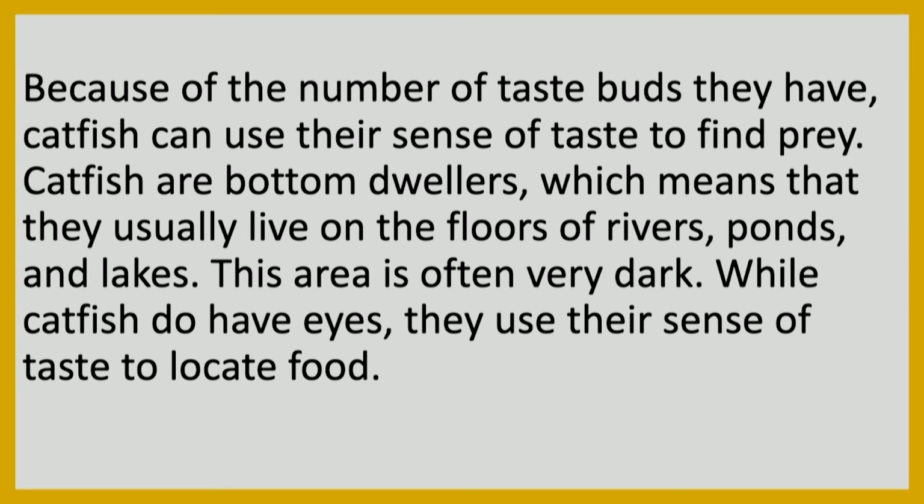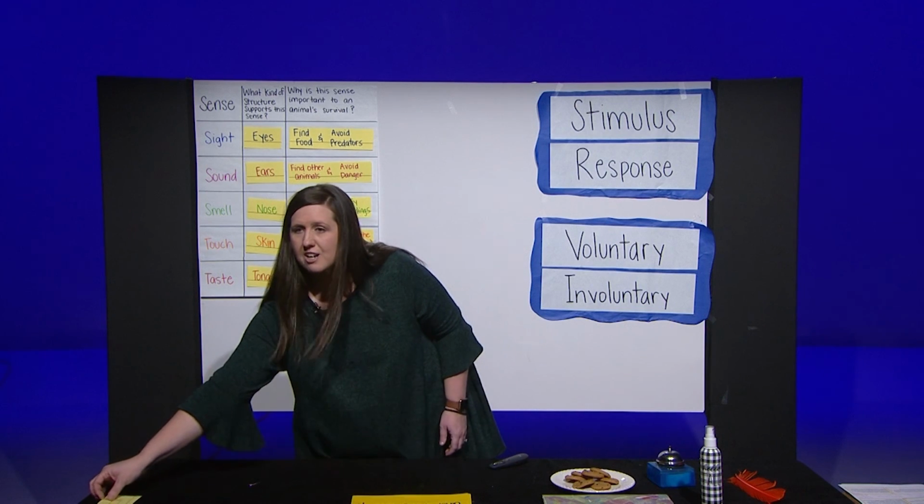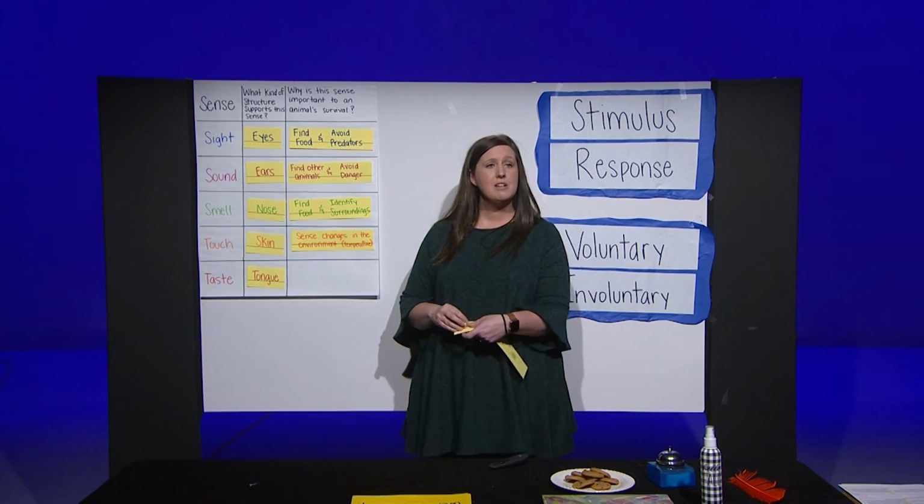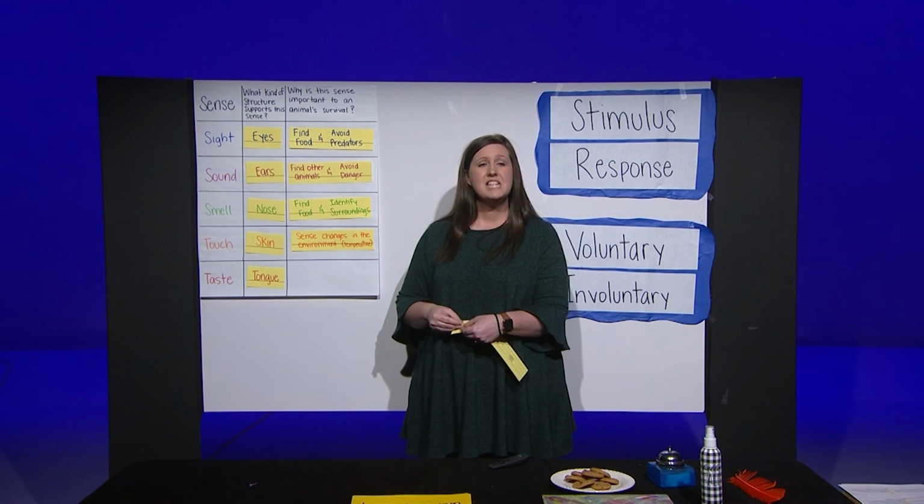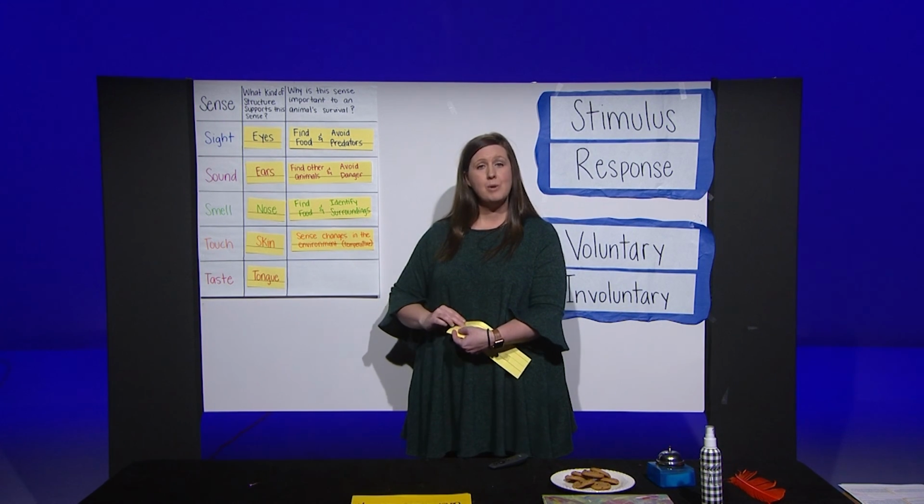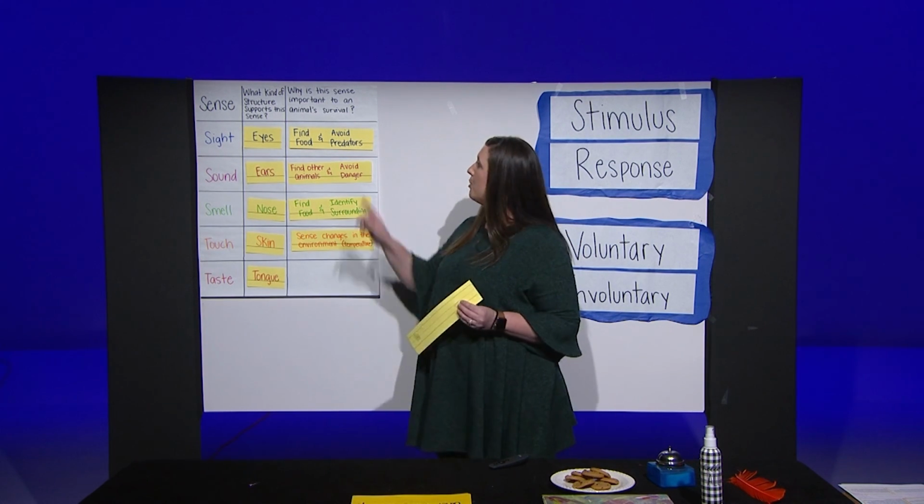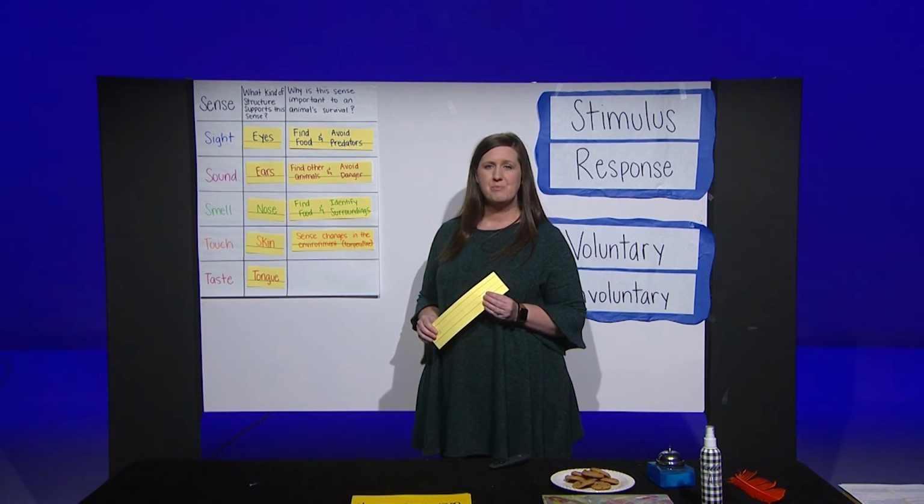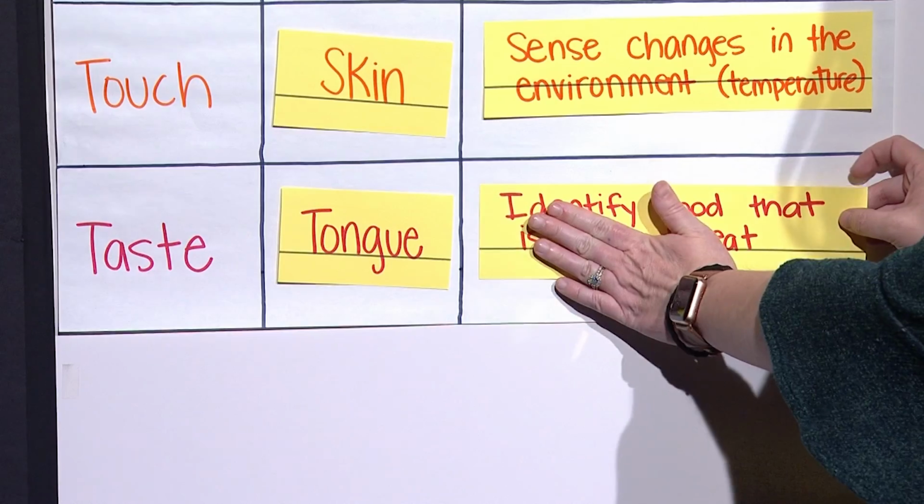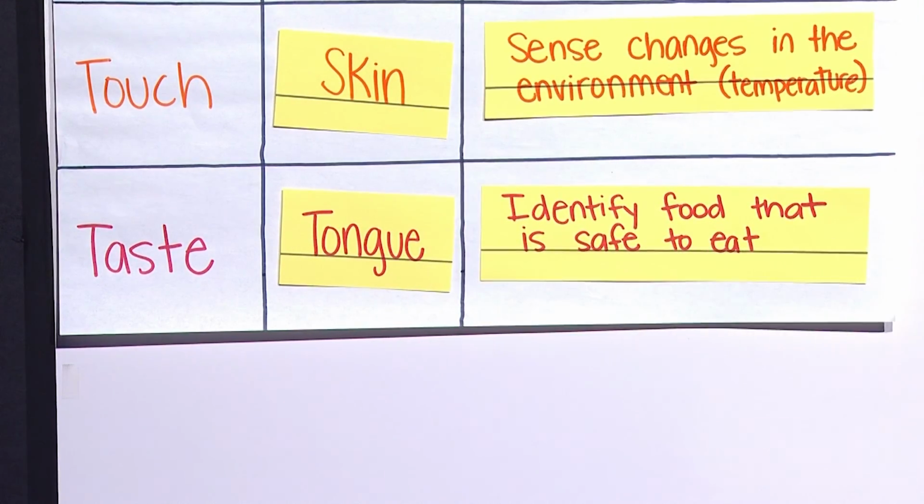What is important that we learned here about a catfish with what happened and why it's happening? That's right. The number of taste buds was very important here. That's what allowed the catfish to be able to find its prey and locate its food. Let's go back to our chart. So we know that we use our tongue, or most of us do, to sense taste. But the catfish used his whiskers, and he had taste buds all over his body, not just his tongue. So why is this important to the animal's survival? That's right. He could identify food that is safe to eat.